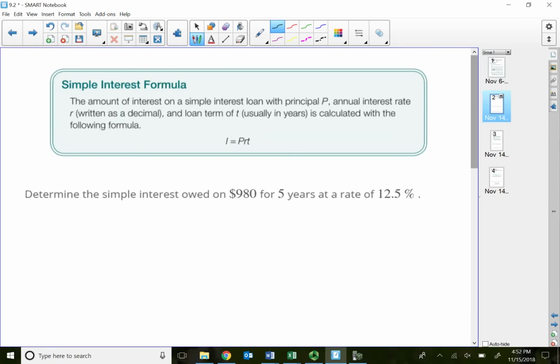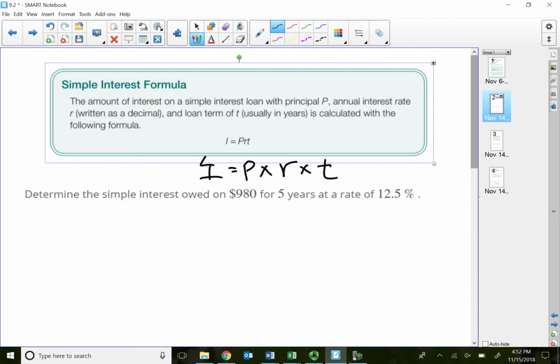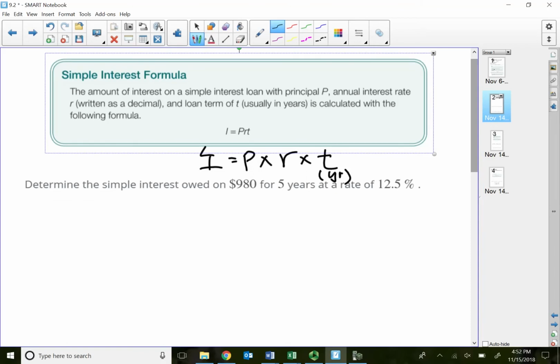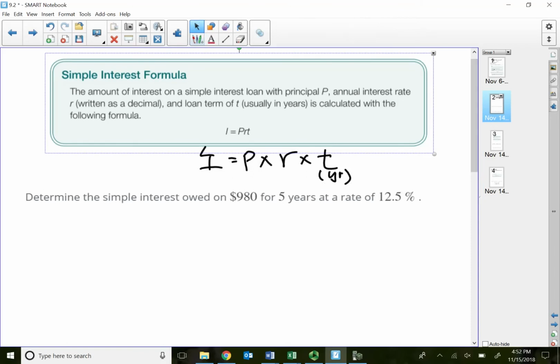So the simple interest formula is I equals PRT. I stands for interest, equal to the principal, what we borrow, times the interest rate R, or in a minute we'll use the word APR, times the time. The time is usually in years. So if a problem gives me a t that is not in years, then I have to convert it into years. If we run into it, I will show you how to do that in a minute.